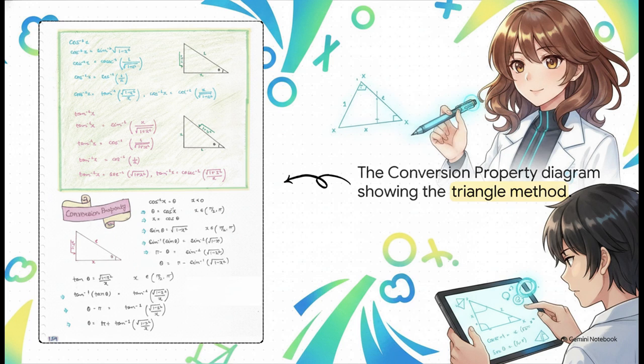Now, you want the sine inverse? Easy. Sine is opposite over hypotenuse, which gives us the square root of 1 minus x squared. See? The geometry does all the heavy lifting for you.